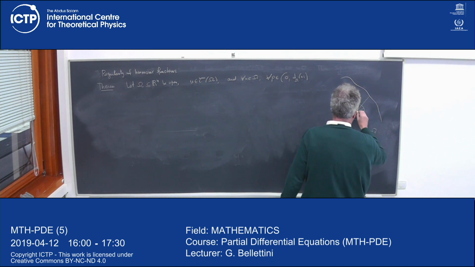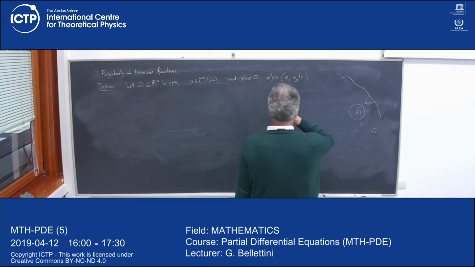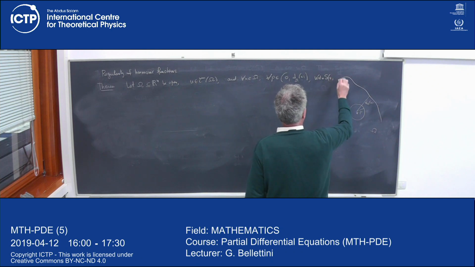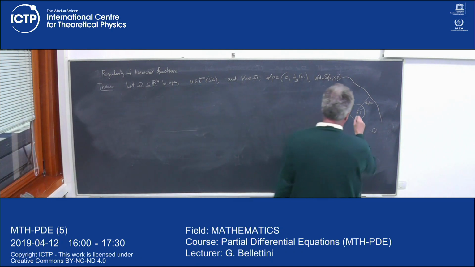the ball is contained in omega. For any rho such that this holds, we have that u of x is equal to its surface mean value on the boundary of the ball centered at x. So u at the center is exactly equal to the mean value of u itself on the boundary.